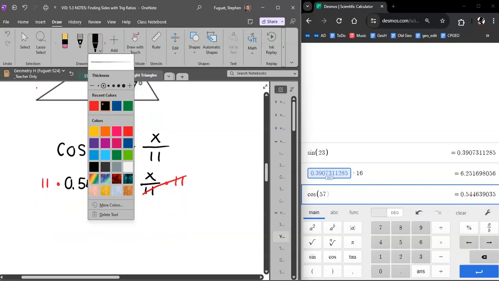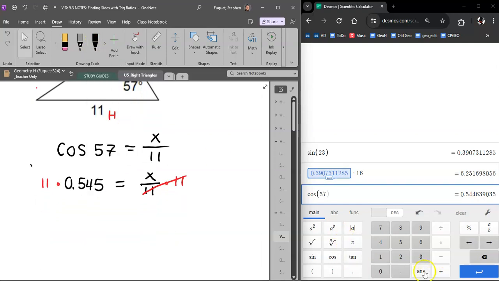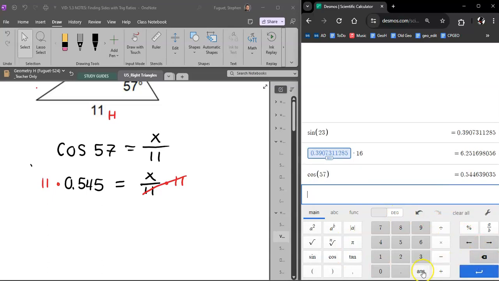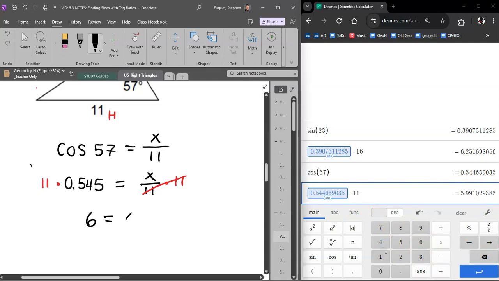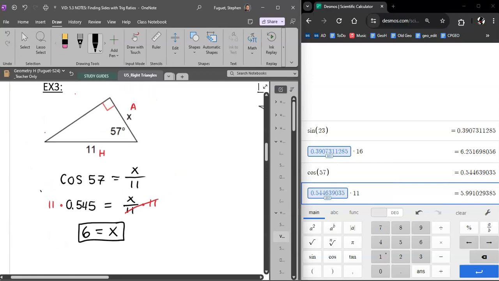And so all I need to do in my calculator is take my previous answer, 0.544, so press enter after each time. Press the answer button, and then we're going to go times 11. And so what I get here is 5.99. That's just going to round to 6 in this situation. So the missing side we're looking for is 6.